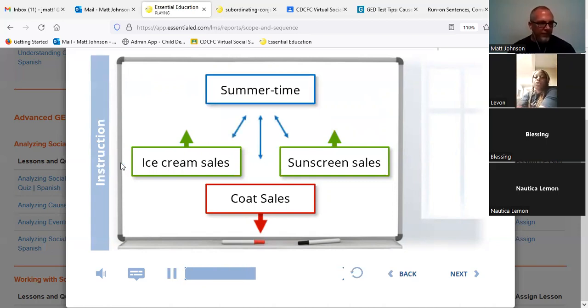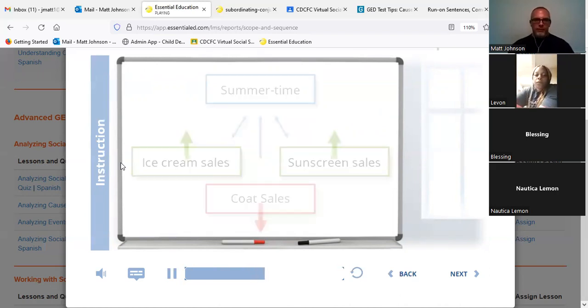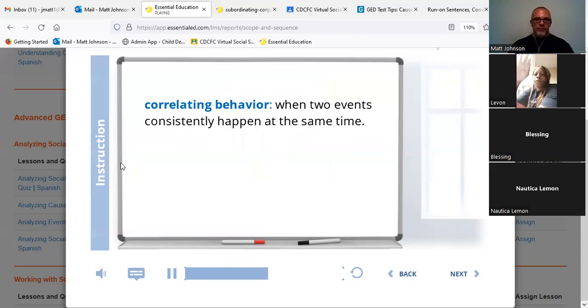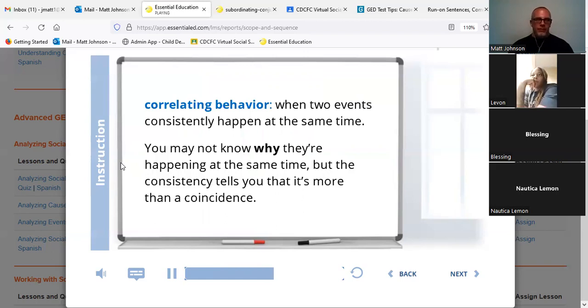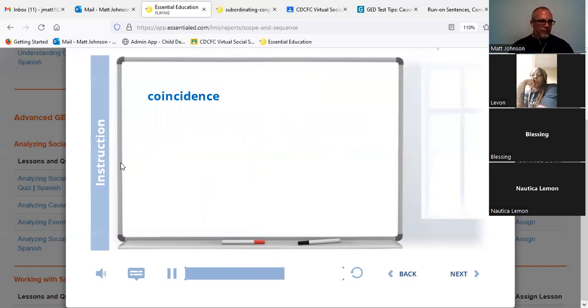It's easiest when you can see a common cause, but it's not the only way to spot a correlation. You can also look for correlating behavior. That's when two events consistently happen at the same time. You may not know why they're happening at the same time, but the consistency tells you that it's more than a coincidence. Speaking of which, it's important to distinguish between a correlation and a coincidence.